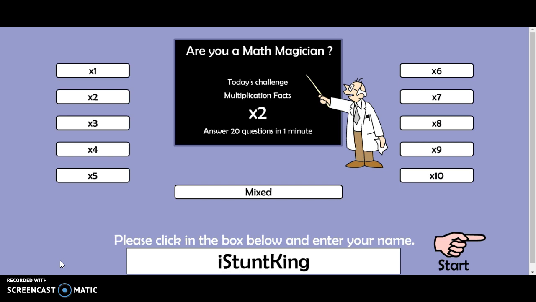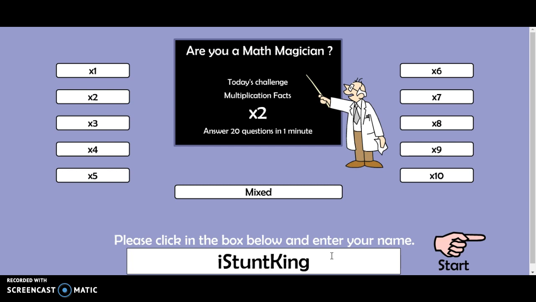Please click in the box below and enter your name. When you pass, you can print the card that you did and show it to your parents, and they'll be proud of you that you did the 5 times table in 30 seconds.